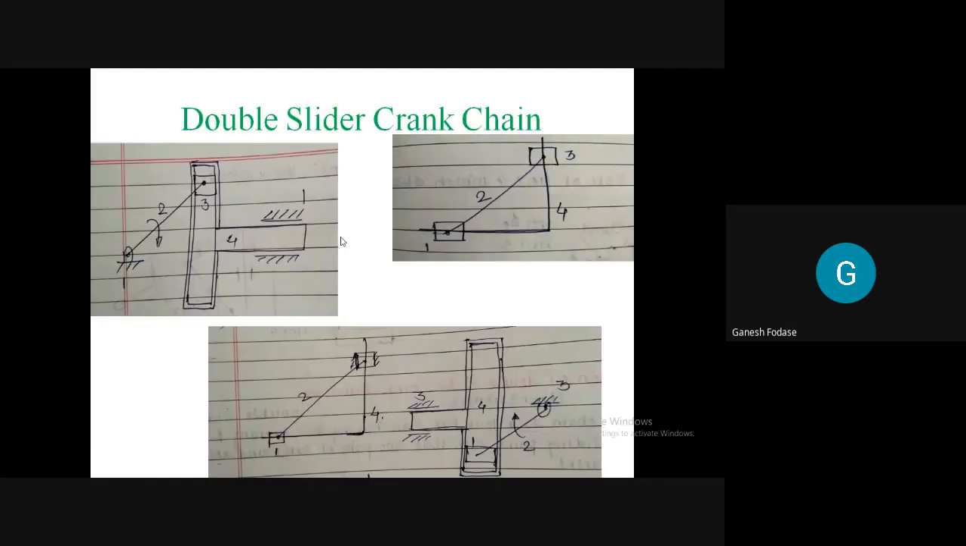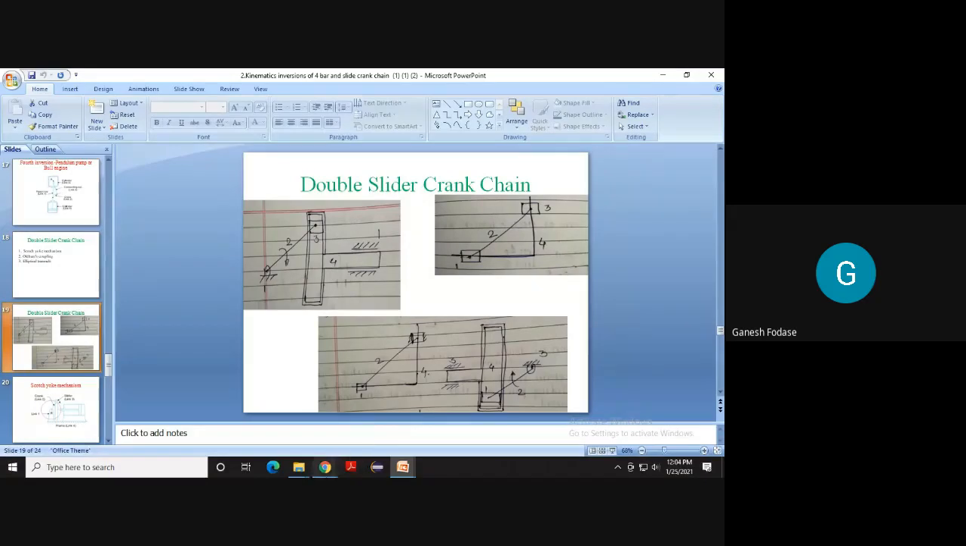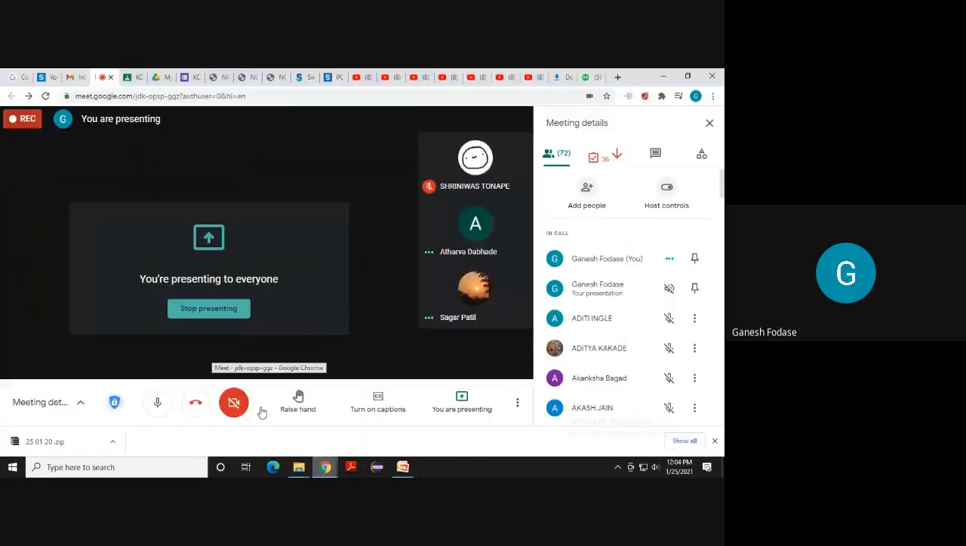Okay, I think it is clear to all. Scotch yoke mechanism. Yes, sir. Remaining part we'll take in the next lecture.